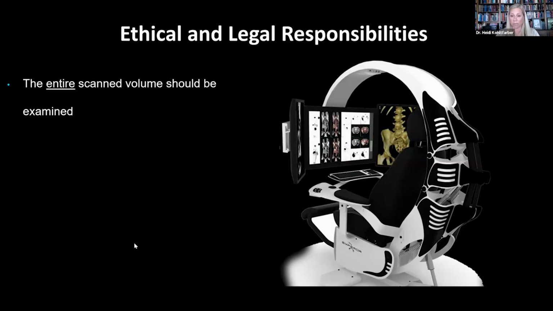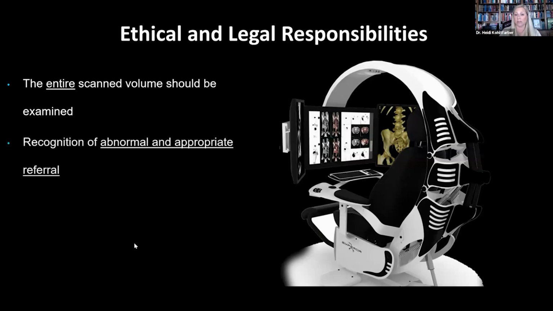And you will, trust me, be completely the hero to your patient, because your patient's much more likely to see you than their medical doctor. And so for that reason, because we do see other things, we do say the entire scan volume should be examined. Now, is that something to be afraid of? No, it's not. We'll talk about that. So don't freak out about that. But the entire scan volume should be examined because you're getting that information and you want to be able to take care of your patient.